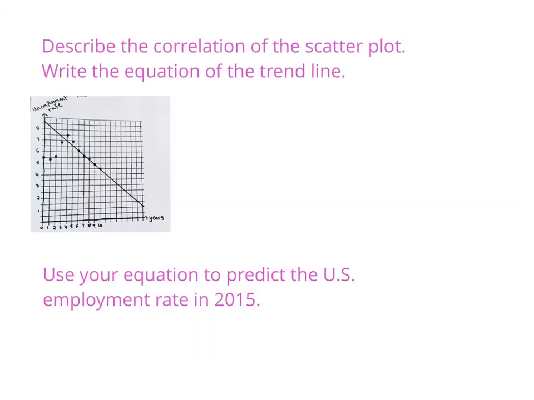Alright, so if we look at the scatter plot we just drew, we have to describe the correlation of the scatter plot, and we're going to write the equation of the trend line. So really, if we include these first 3 points, I would say it's kind of a weak correlation. But if we just disregard those 3, I'd say it's a strong correlation. So for this example, let's say it is strong, and they're decreasing, strong, negative. And now we're going to write an equation of that trend line.